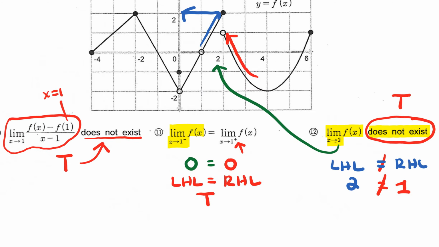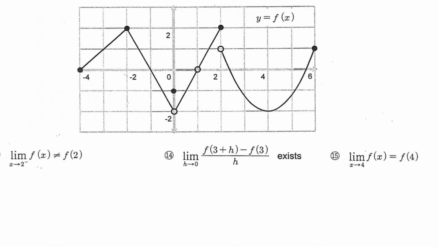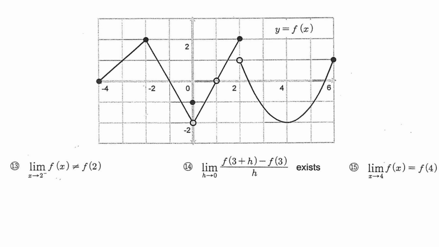Okay, let's move on to the next set here. So question number 13, 14, and 15. For question 13, the statement says the limit of f of x as x approaches negative 2 does not equal f of 2. Okay, so what's f of 2 here? If I go back to the graph, f of 2 is this height, so that's going to be equal to positive 2.